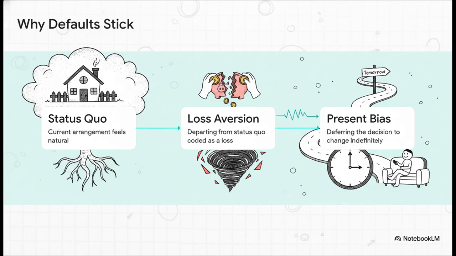Second is loss aversion. Any departure from that status quo feels like a loss. And human beings, we feel losses much more sharply than equivalent gains. And third, present bias. Even if you really want to change, you procrastinate. You just defer the effort to tomorrow. Put all these together, and it means the psychological cost of changing systematically exceeds the cost of just doing nothing.